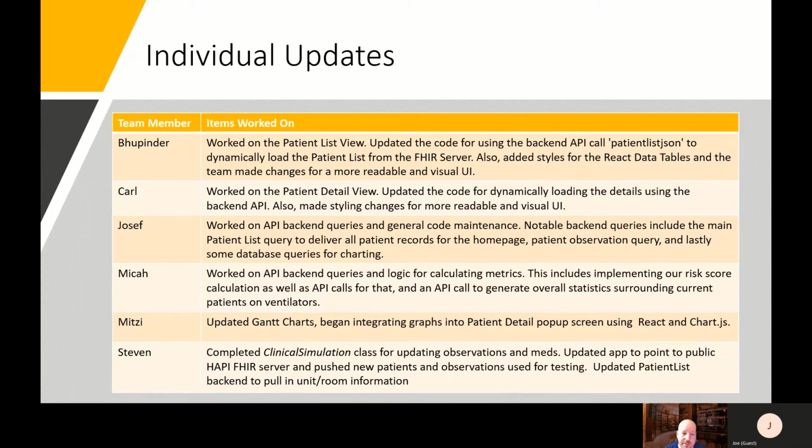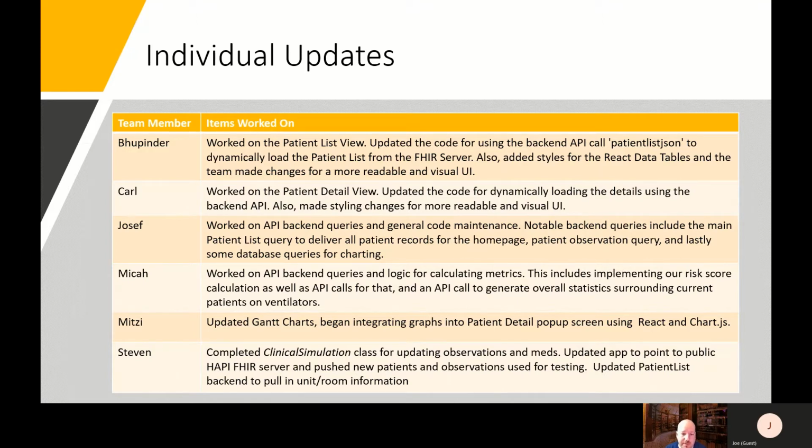Micah's contribution this sprint was on the API backend query for calculating metrics, and he has started work on implementing the risk score calculation in more detail for that API call for the front end as well as the patient detail page. Mitzi's focus this sprint was on the patient detail pop-up screen, being able to integrate the different charting functions through React and Chart.js, and she also worked on updating the Gantt charts that were shown previously.